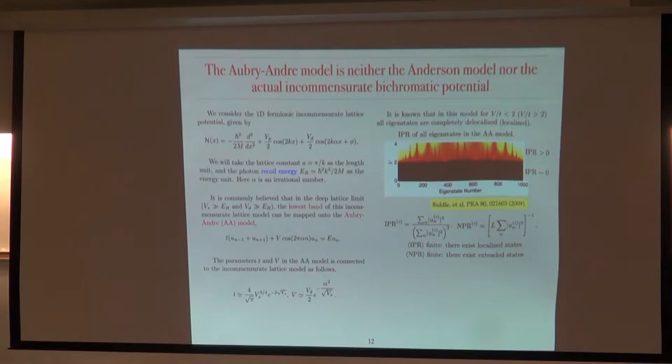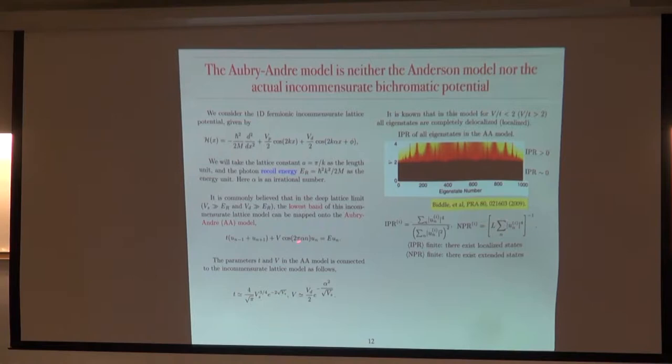So the motivation of our study is twofold. The first one is that there's something subtle that was not fully appreciated before, and we want to point it out. The experimental system is described by this continuous model. And people often map the lowest band of this continuum model onto this lattice model in the deep lattice limit, meaning that both the primary potential and detuned potential are large. It is a good approximation to project the lowest band of this model into this tight binding model. And these are the relations of these tunneling parameter and this onsite potential to the original continuum model parameters.